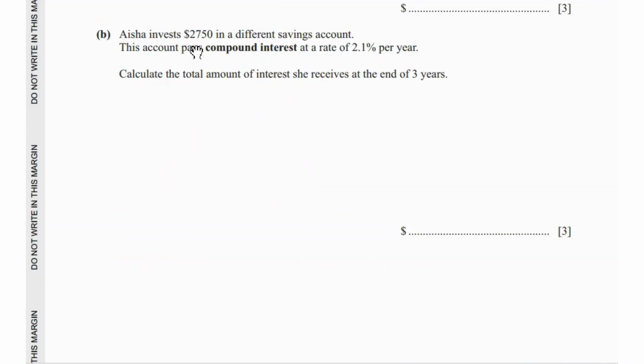Then Aisha invests $2,750 in a different savings account. This account pays compound interest at a rate of 2.1% per year. Calculate the total amount of interest she receives at the end of 3 years. So that's compound interest. In the compound interest formula, it gives you the final value of the investment. So 2,750 times 1 plus 2.1 over 100 to the power of 3.